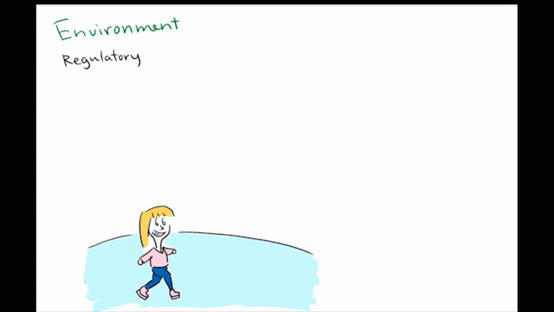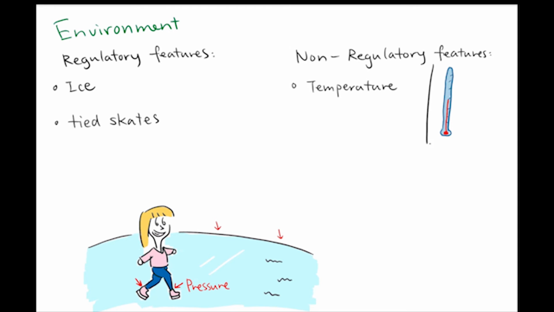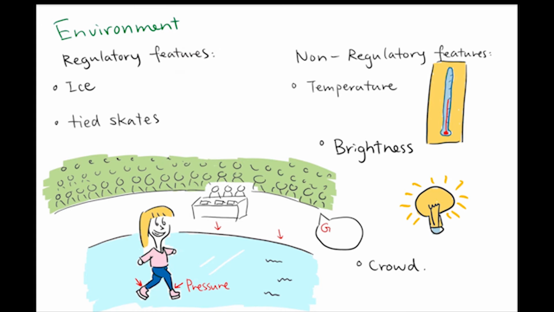Environmental features also play a role in the skater's performance. Regulatory features that may affect his balance on the ice and his skating trajectory can arise from extra slippery or rough patches of ice or how uncomfortable the pressure from the tied skates is around his ankles. Non-regulatory features can include the temperature of the ice rink, and if the rink is too cold, his muscles may get stiff. Brightness of the lights and distractions from the crowd may also deter his focus and influence his performance.